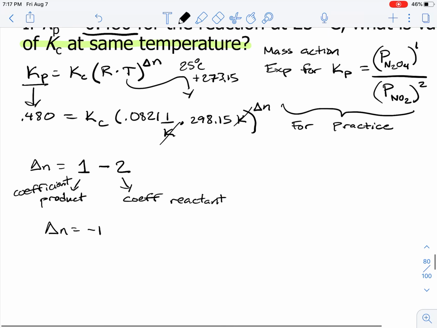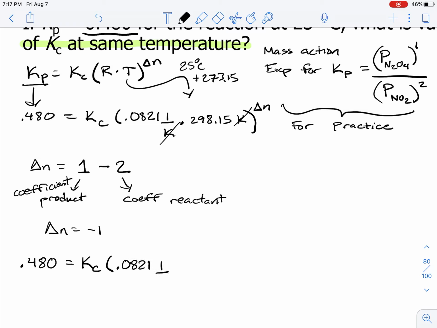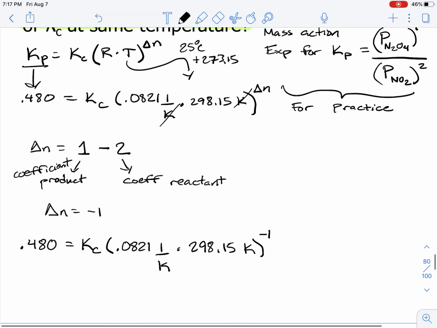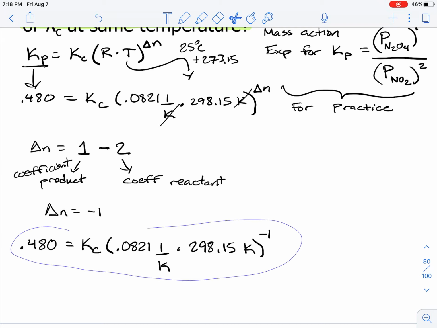And so we're going to go ahead and rewrite this whole thing. So 0.480 is equal to Kc times parentheses 0.0821, 1 over Kelvin, times this by 298.15 Kelvin raised to the -1 power. And so I'm going to solve for Kc.